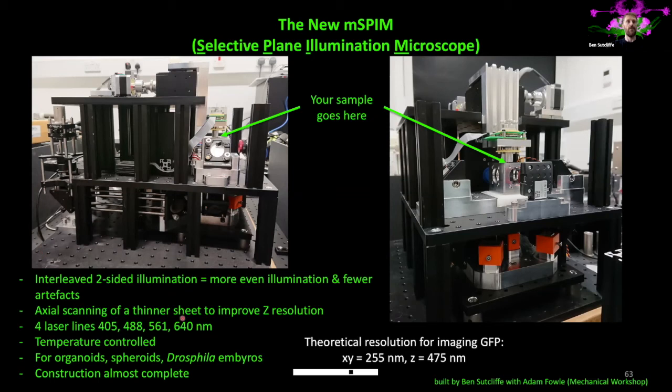It has 4 laser lines, so you can do multiplexing. It's temperature controlled, and it's going to be used for organoids, spheroids, and Drosophila embryos, things of that sort of size. Anything up to about 500 microns should be okay in this sample. And the construction is almost complete. And it's got a theoretical resolution, which needs to be measured when it's finished, for GFP of 255 nanometers in XY and 475 nanometers in Z.